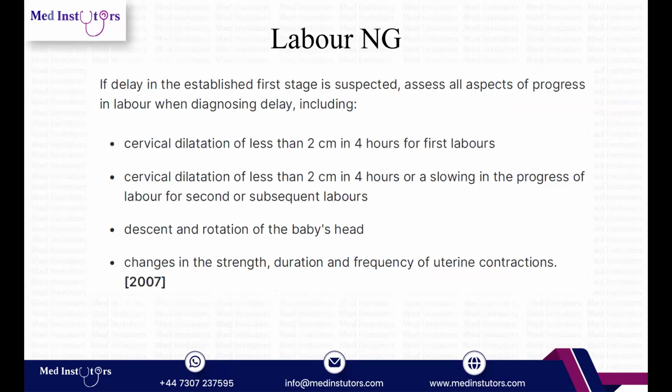Okay, this is a screenshot from the guideline. When do we establish a delay? A delay is established when there is cervical dilatation of less than 2 centimeters in 4 hours for first labors, that is primigravidas, or a slowing in the progress of labor for second or subsequent labors, descent and rotation of the baby's head, and changes in the strength, duration, and frequency of uterine contractions. All of these are used to assess the delay in the first stage.